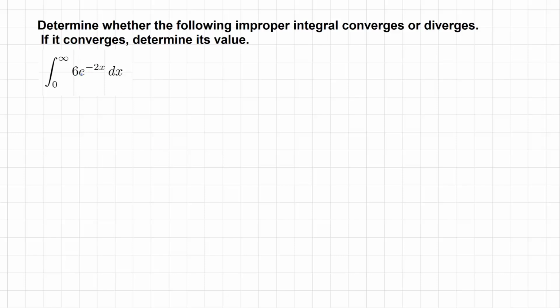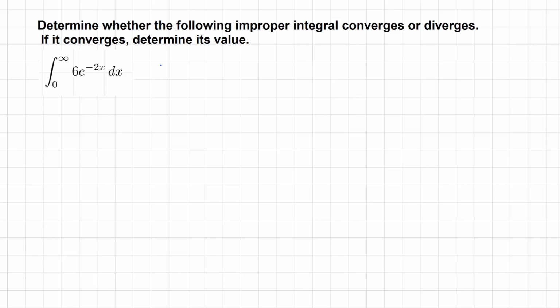Determine whether the following improper integral converges or diverges. If it converges, determine its value. Because the interval of integration is 0 to infinity, this is a type 1 improper integral.